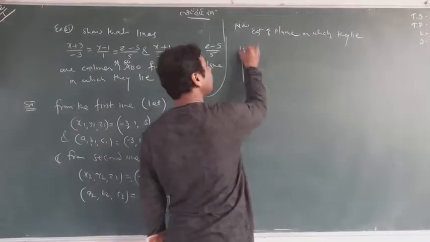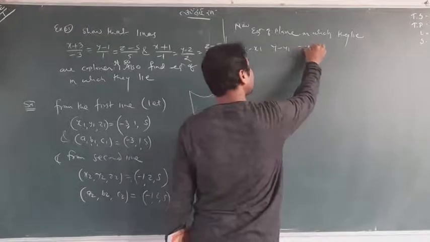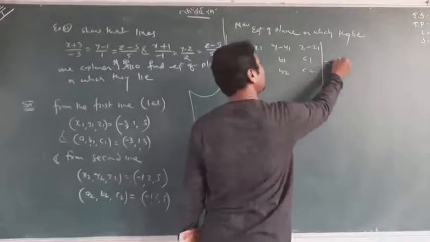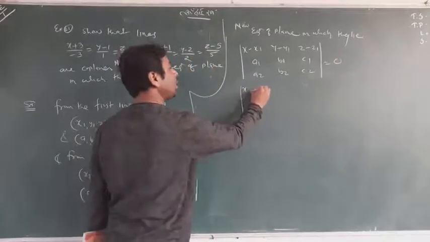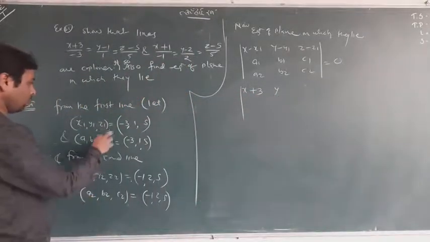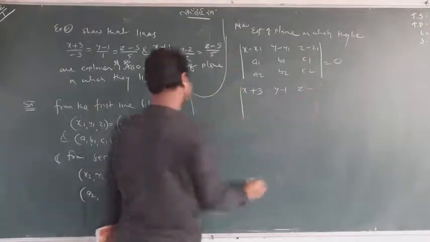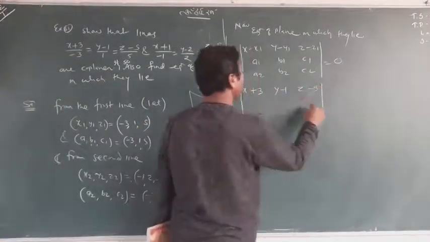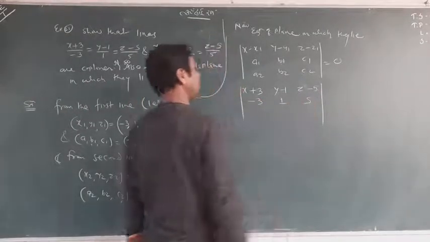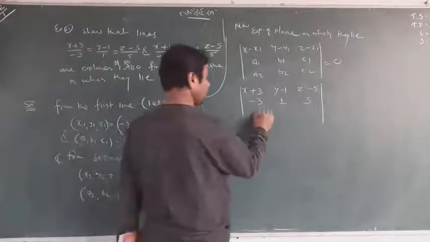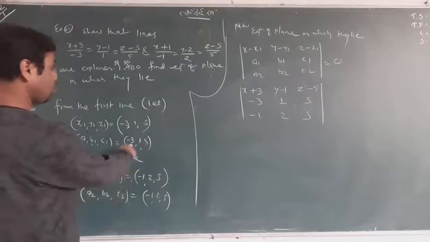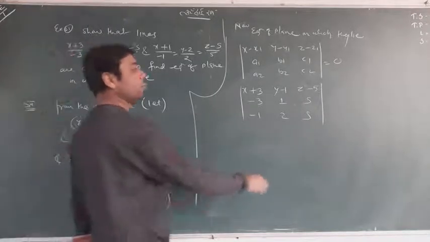The answer is given by the determinant with rows x minus x1, y minus y1, z minus z1; a1 b1 c1; a2 b2 c2, equal to 0. Now put the values. X minus x1, minus 3 plus 3, please take y minus y1. Y minus y1 is a -1. Z minus z1 is a 5. Then a1 b1 c1, so -3, 1, 5, and a2 b2 c2 is -1, 2, 5. Let me check it again, -3, 1, 5 and -1, 2, 5. Okay, now equal to 0.